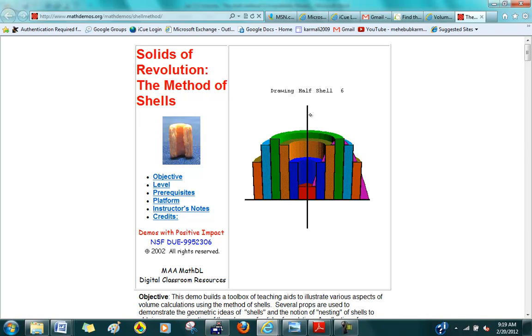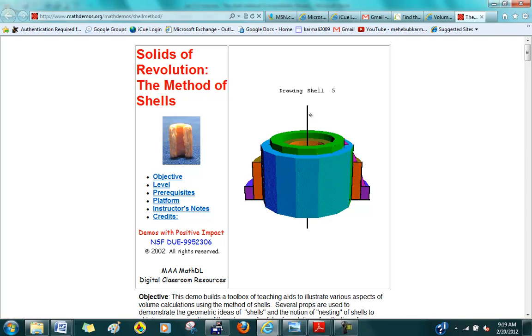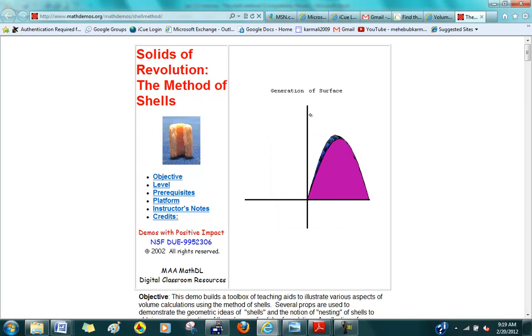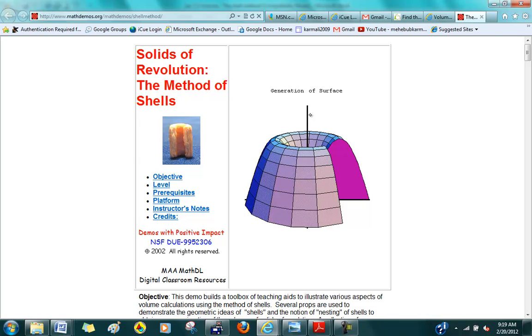The one thing to notice is that in this case the representative rectangles were parallel to the axis of rotation, as compared to the disk method, where the representative rectangles were at right angles to the axis of rotation. So now you get a better feel for what the solid is going to look like as that area is being rotated about the y-axis.